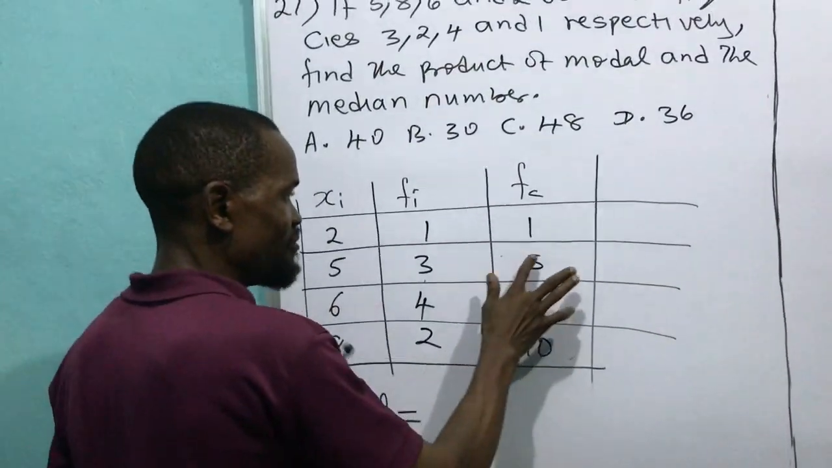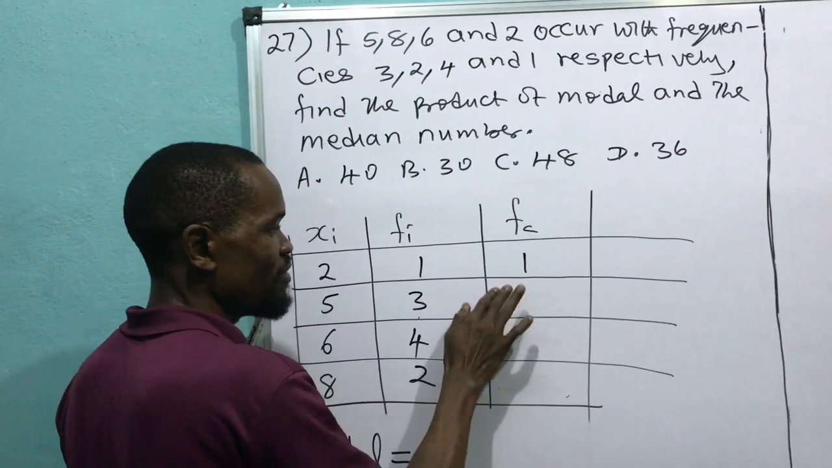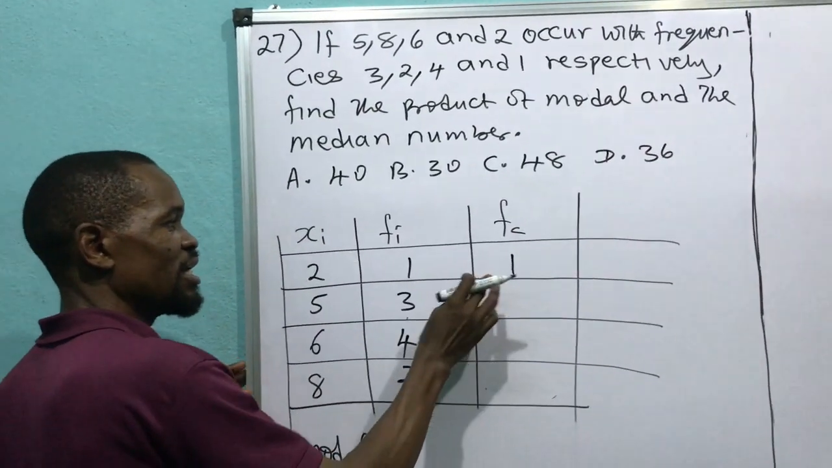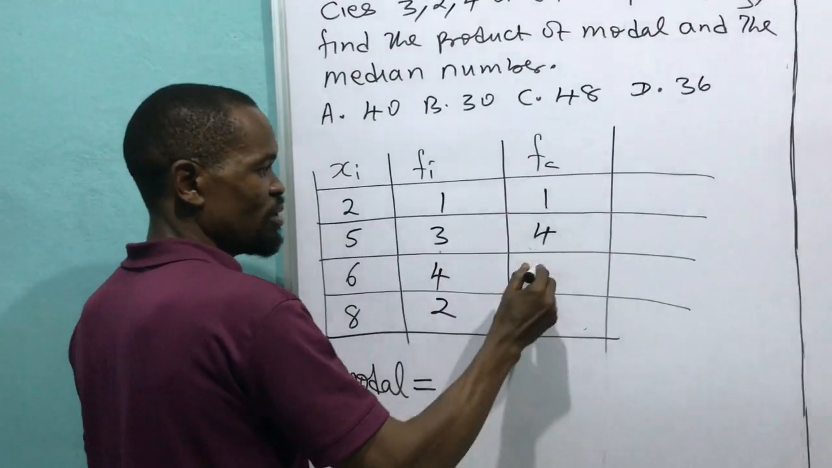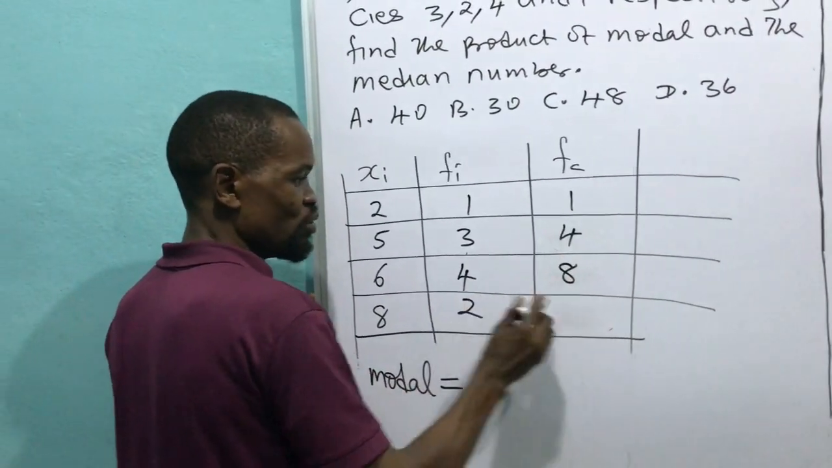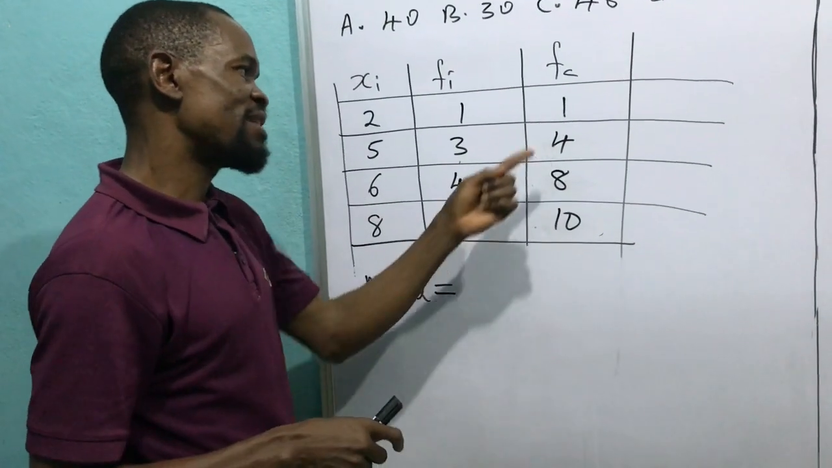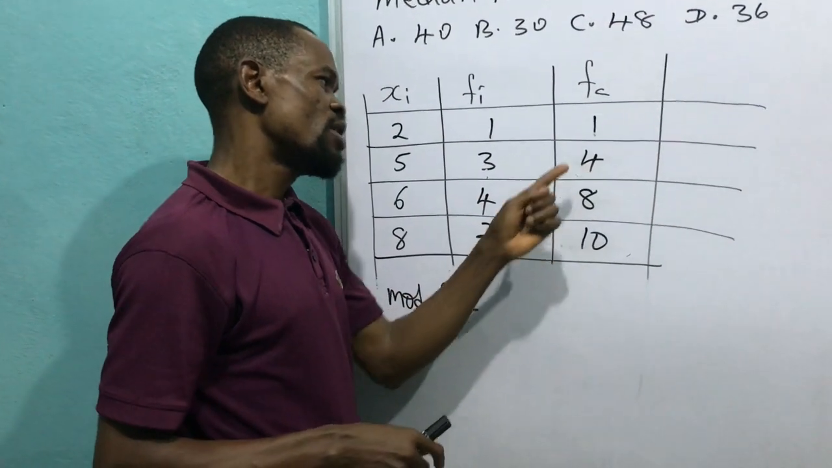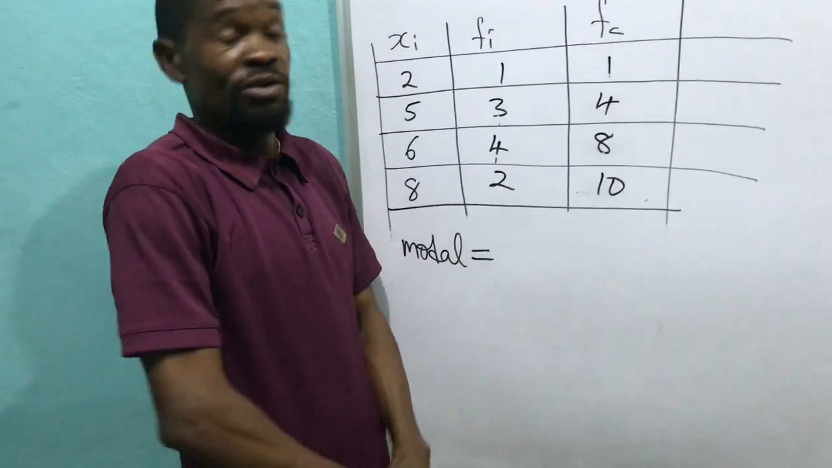So can that affect our what? Cumulative frequency. Can we come over here? This will affect our cumulative frequency, which says this plus this will give me what? 4. 4 plus this will give me what? 8. 8 plus this will give me what? 10. I think you get what I'm talking about now. After we have arranged, this plus this will give me 4, and 4 plus this will give me 8, 8 plus this will give me 10. I think we are okay now.